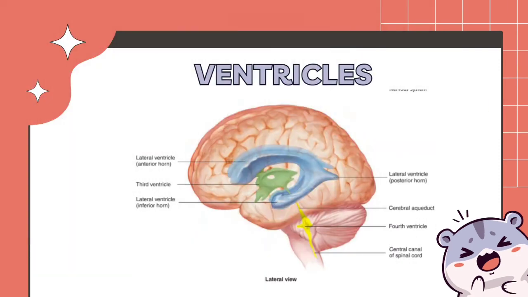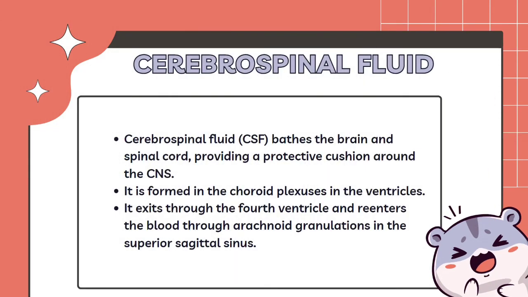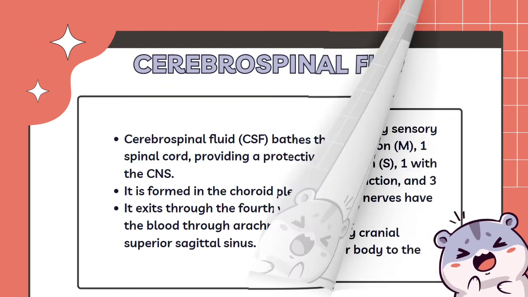The fourth ventricle has openings in the subarachnoid space. Here you can see an illustration and parts of the ventricles. The cerebrospinal fluid, or CSF, bathes the brain and spinal cord, providing a protective cushion around the CNS. It is formed in the choroid plexus in the ventricles. It exits through the fourth ventricle and re-enters the blood through the arachnoid granulations in the superior sagittal sinus.